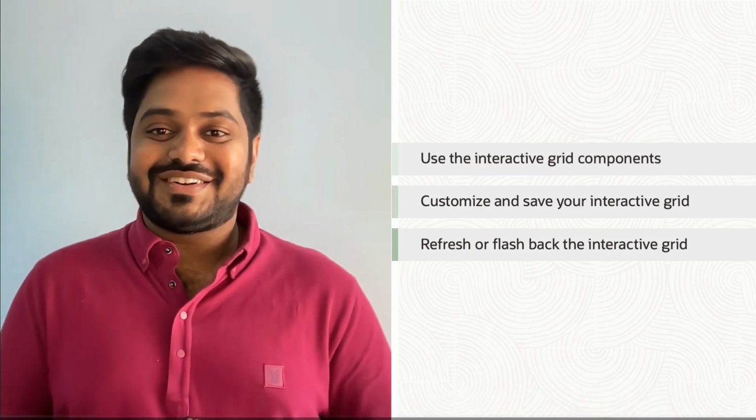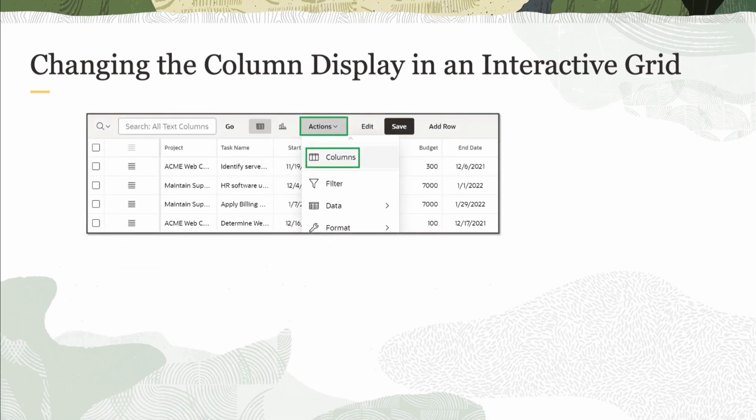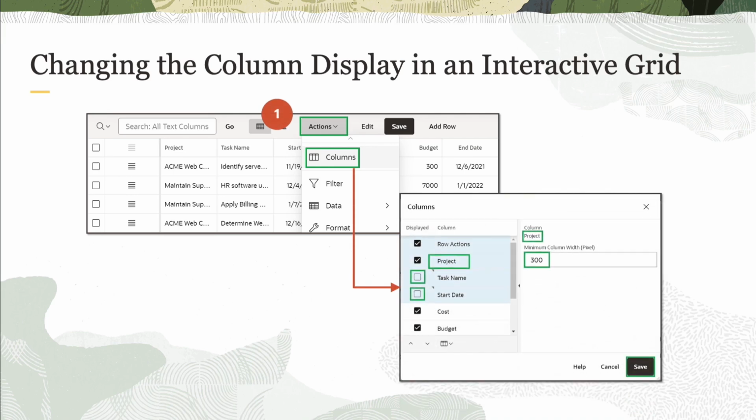Let's get started. You can change the column display in an interactive grid using the Actions menu. To do that, click on the Actions menu and then select Columns. The Columns dialog box appears. By selecting and deselecting the displayed checkbox, you can configure whether a column should be visible or hidden in the interactive grid view. You can also specify minimum column width in pixels for each of these columns by selecting the specific column in the list.